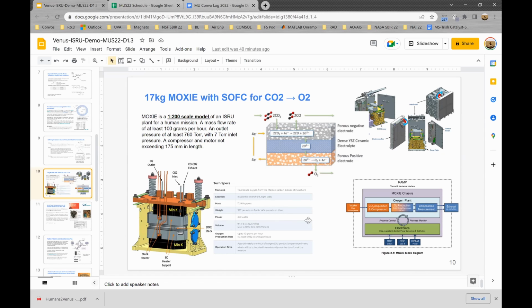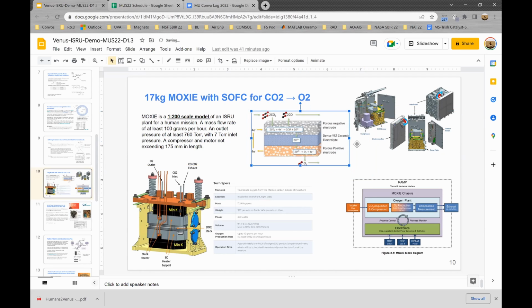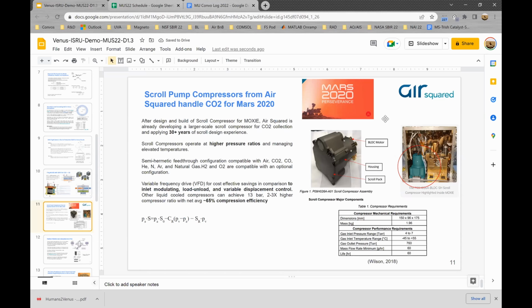Power. Yes. But the difference being that we have a differential outlet pressure and inlet pressure, which will influence the compressor design. And so here we can see the compressor and the solid oxide fuel cell. And really a slide here on helping quantify the scroll pump compressors. And so Air Squared developed this scroll compressor for MOXIE and the Mars 2020 Perseverance rover.